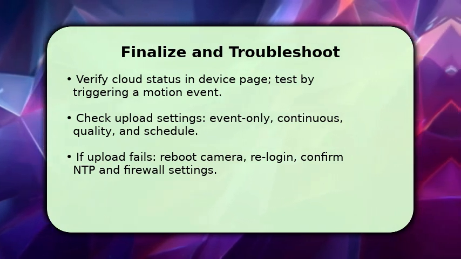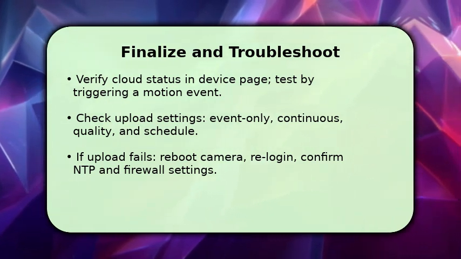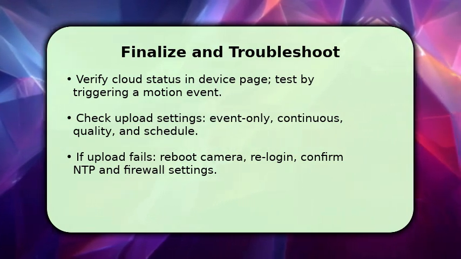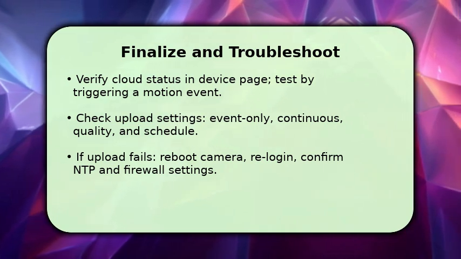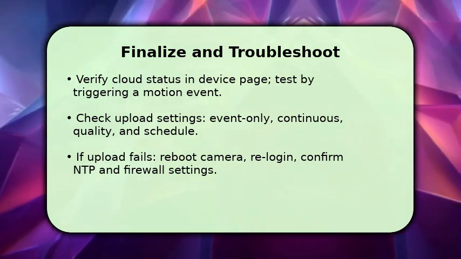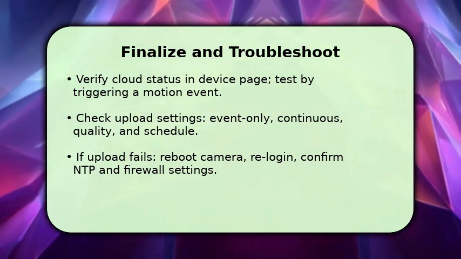Then review upload preferences, event-only versus continuous, quality, and any recording schedules, because these control data use and costs. If uploads fail, reboot the camera, sign out and back into My Home, and confirm router firewall or NAT isn't blocking outbound connections. Also ensure device time sync, NTP, is correct.